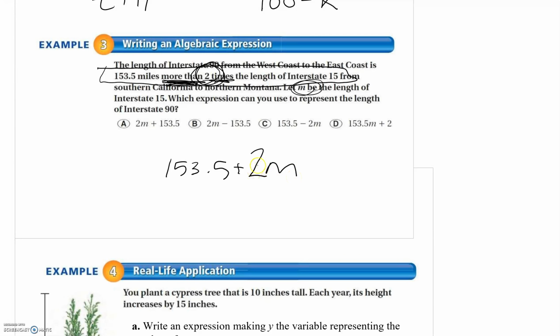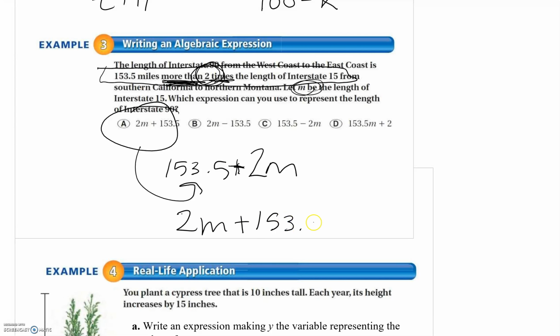And when you have a variable and a number next to each other to represent multiplication, you just put them next to each other. Okay, so then let's look at what we have here. So it looks like I can say A is what I kind of wrote down here. Okay, even though the order is different, addition, I can switch my order around, but I have 2M plus that 153.5.